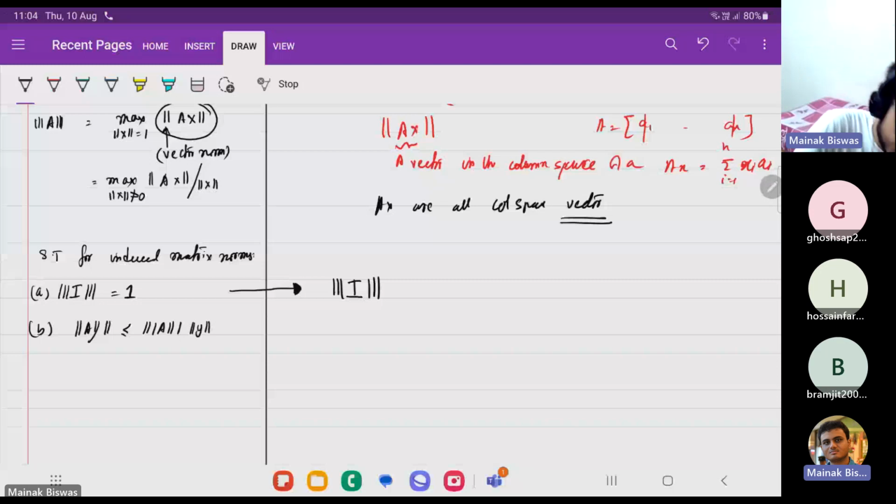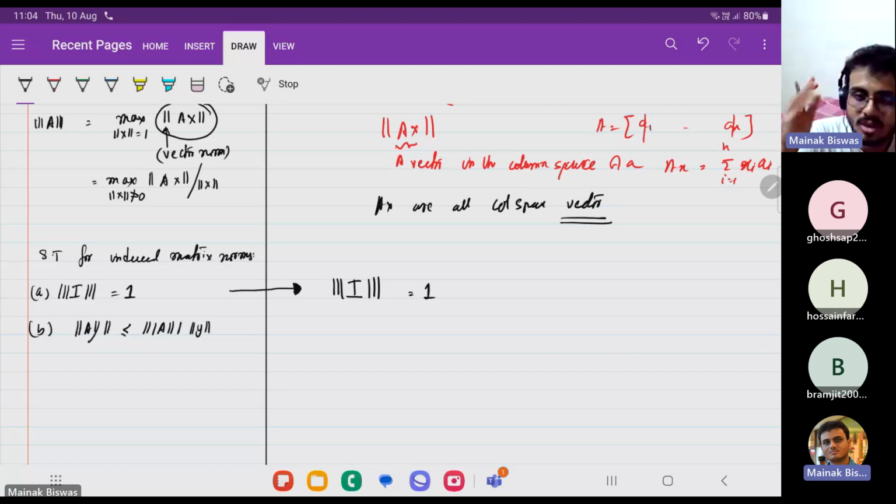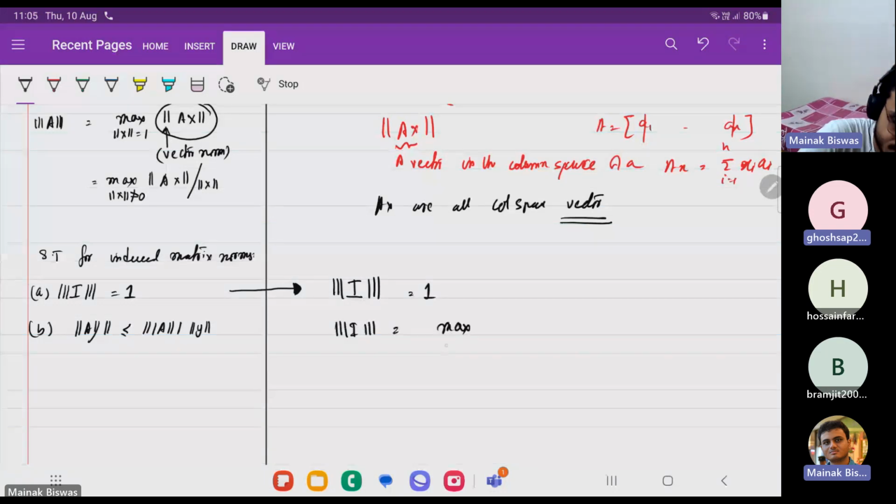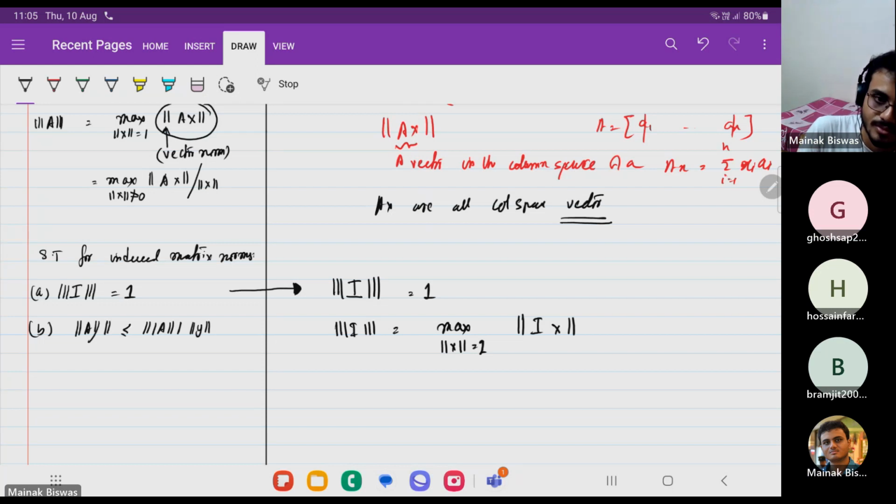So can you tell me why the norm of the identity is equal to 1? This is the beauty of the induced norm. For any induced norm, your identity will have 1 as the energy it can extract. Why? Tell me. So what is it by definition? Start from the definition. Max of... yeah, tell me. You said this, right? So by definition, it is 1. So this is equal to 1.